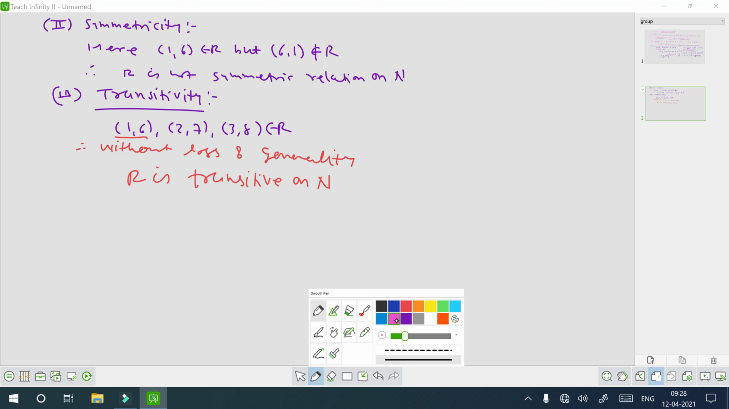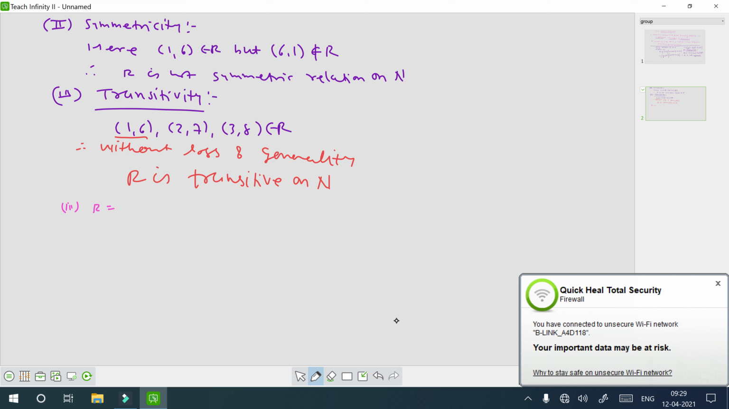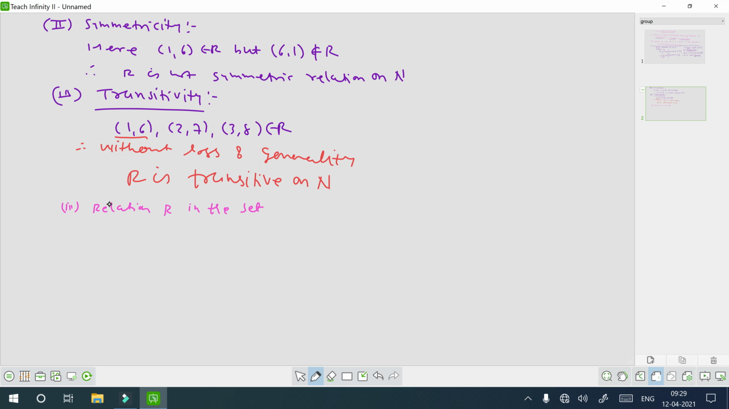Now let us see. Third one, relation R in the set Z of all integers defined as R is equal to the ordered pair (x, y) such that x minus y is an integer.